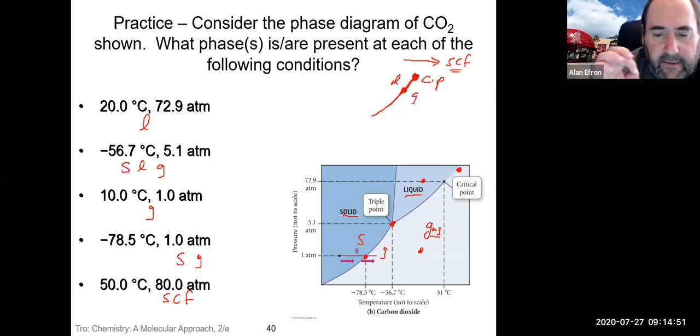But if you're technically right at that critical point, you probably would still be considered both liquid and gas at that point. Other questions on that?